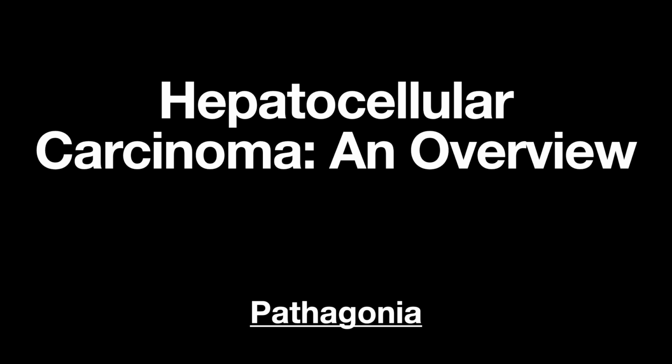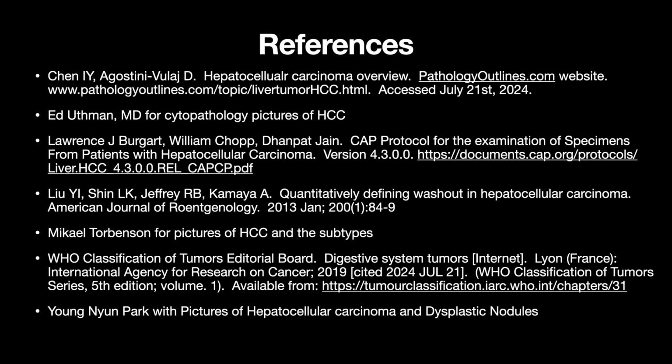Today we're going to talk about hepatocellular carcinoma, an overview. Before we begin, here are my references for this presentation, including path outlines, the WHO, the CAP synoptic, as well as Drs. Uthman, Torbenson, and Park for their amazing pictures. What we're going to talk about is epidemiology, imaging, etiology, macroscopic appearance, histopathology, grading, premalignant lesions, differential diagnoses, and staging.